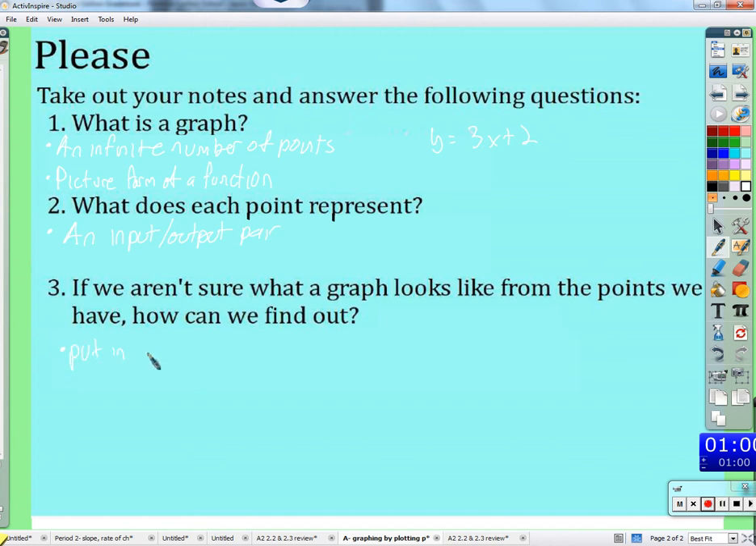So, put in more inputs and more outputs. Otherwise known as plot more points.